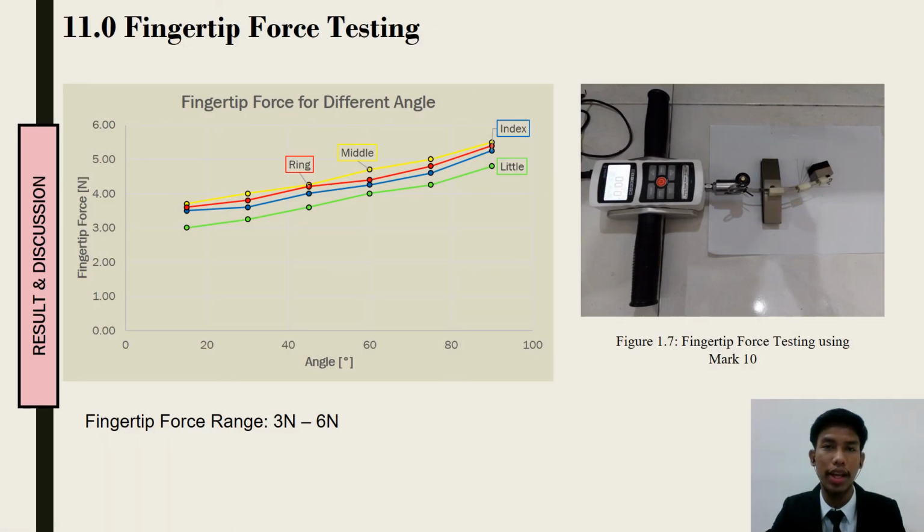This slide explains the evaluation of fingertip force testing at different angles. Figure 1.6 shows how we set up the experiment using Mark 10 equipment. On the left side, the graph shows the result of the fingertip force for different angles for each finger. When the angle increases, the fingertip force also increases. This means when the input force supplied from the actuator is in the force range, the fingertip will create a bending motion towards the increase in nickel strip length.